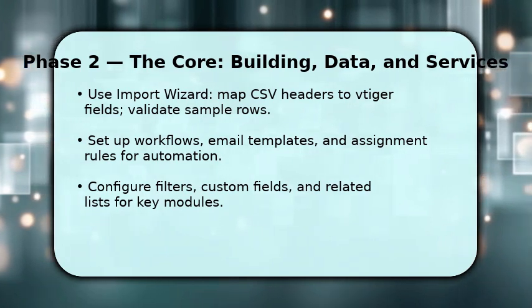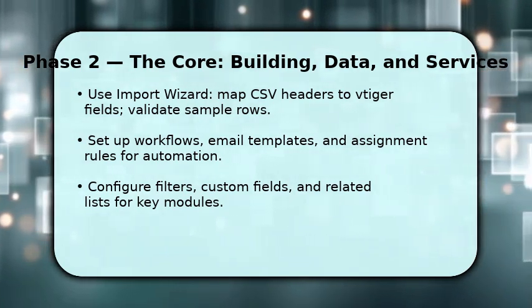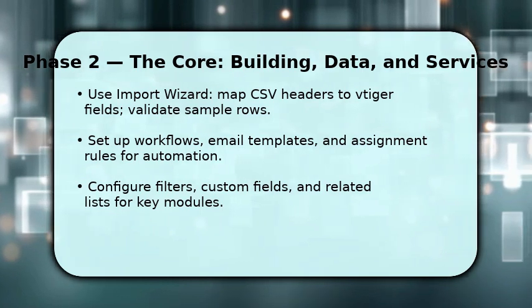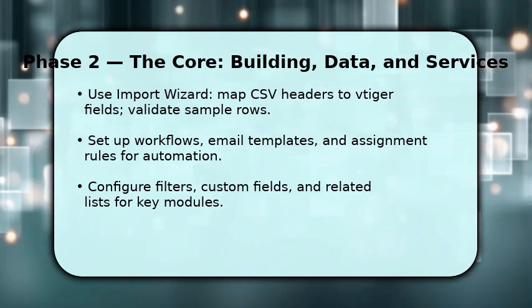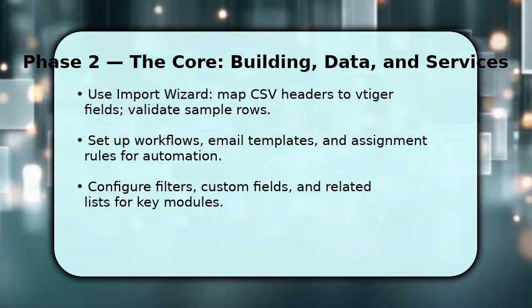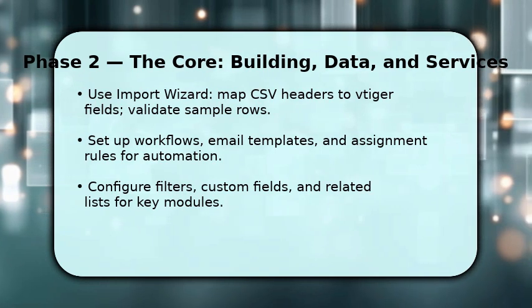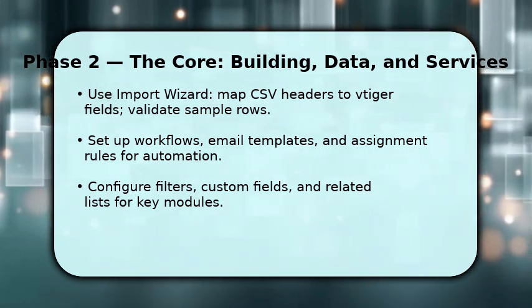Open the import wizard, upload your CSV, and map each header to the correct Vtiger field. Validate with sample rows to catch mismatches. Once validated, create workflows and assignment rules so records route automatically to owners, and set email templates for follow-ups.